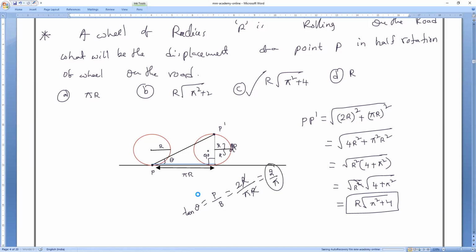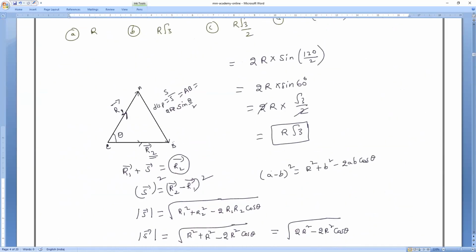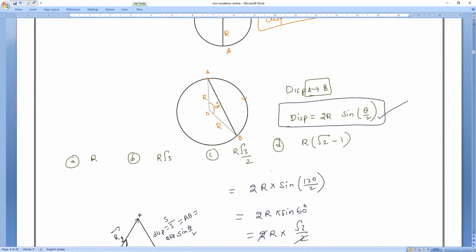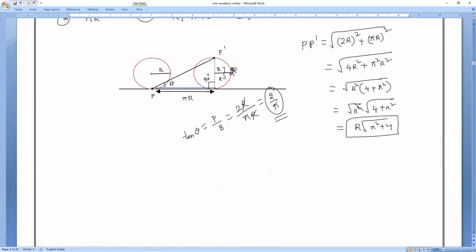2 by 5. That is. Understand? Yes, sir. So this is about distance and displacement. Actually, this is a very, very important concept in today's class. So how to find distance and displacement. If you understand this, then next class we'll go with how to find speed and velocity.